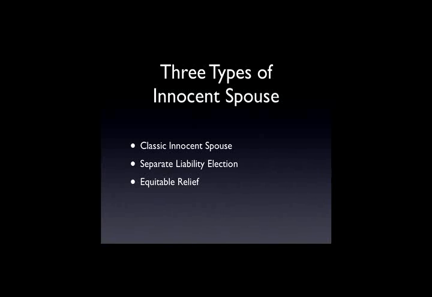The second type of innocent spouse is called a separate liability election. That means that if you don't qualify for classic innocent spouse, then you can apply for what's called a separate liability election. If you currently have a joint liability, then you can apply to have that joint liability separated as if you had both filed married filing separate returns. So let me give you an example of how that might apply.